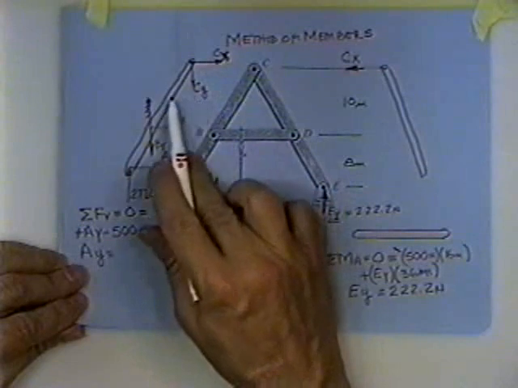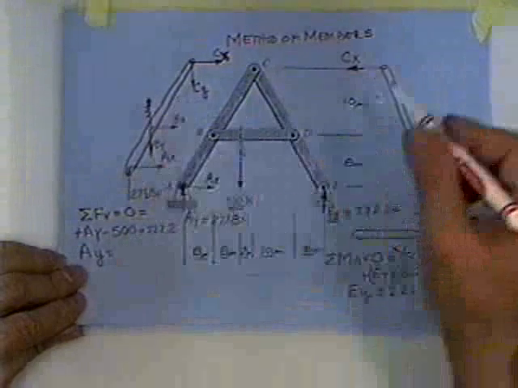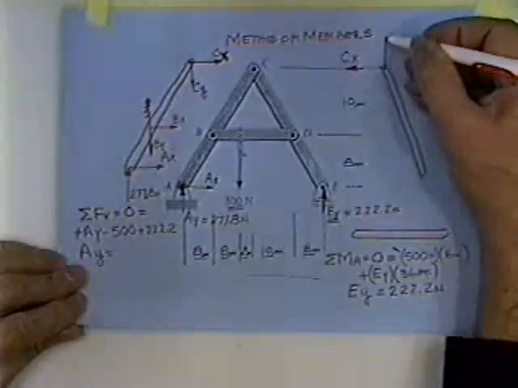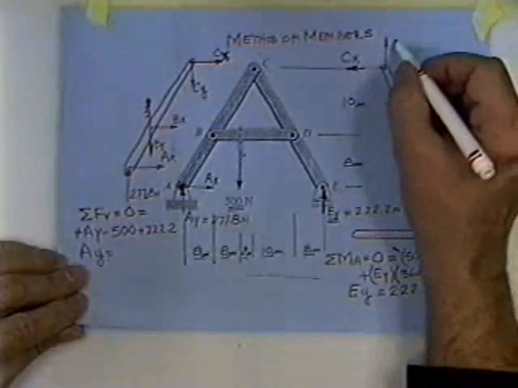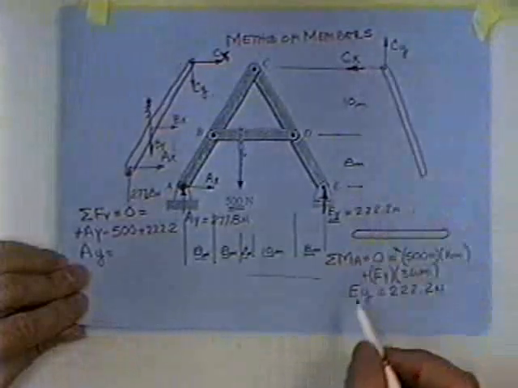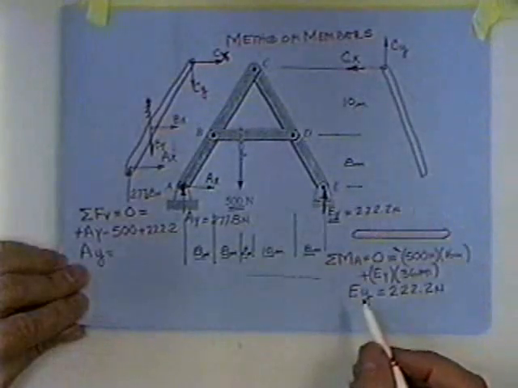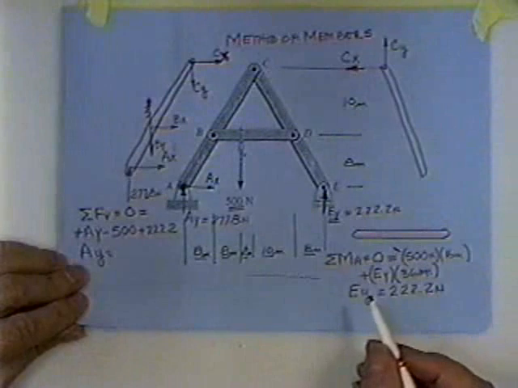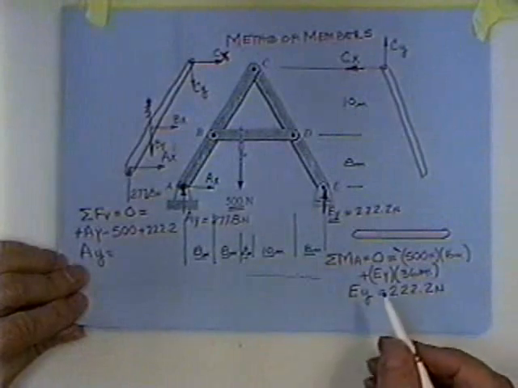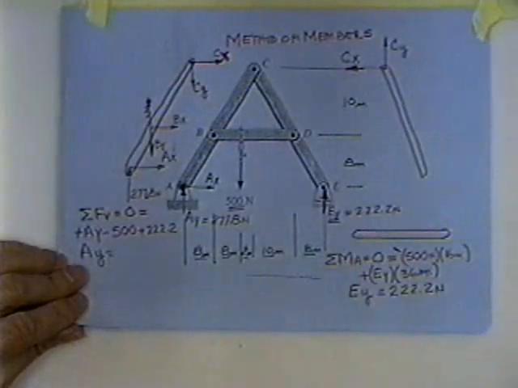The CY force on this member was arbitrarily selected as down, and it must be shown the other way on the other member. CY must be shown up. If you show them down on both of them, well, then the equations can't cough up the right answers for you.